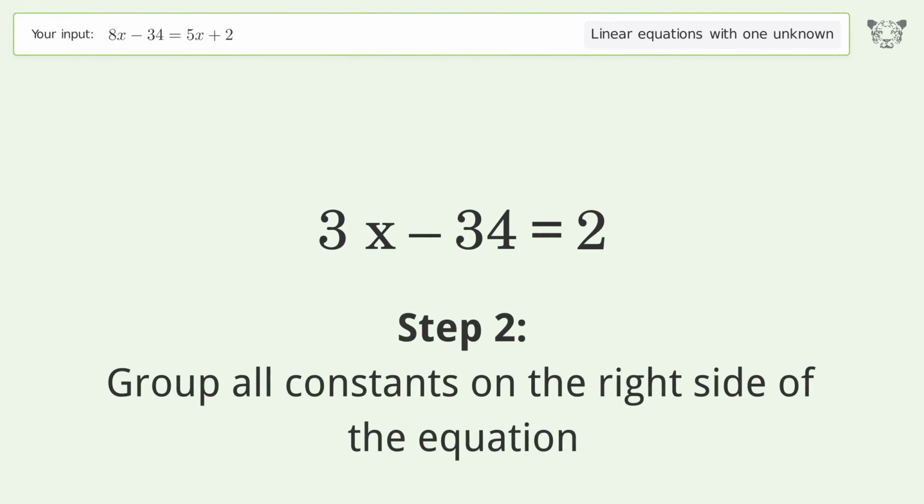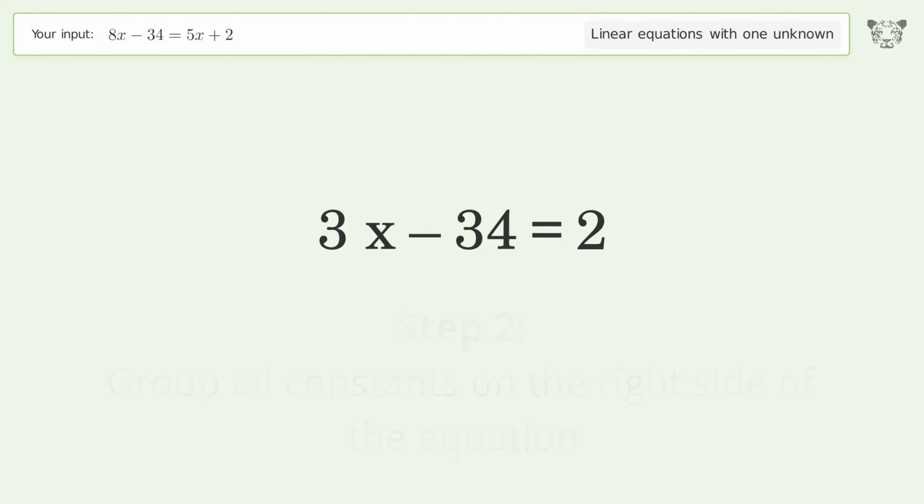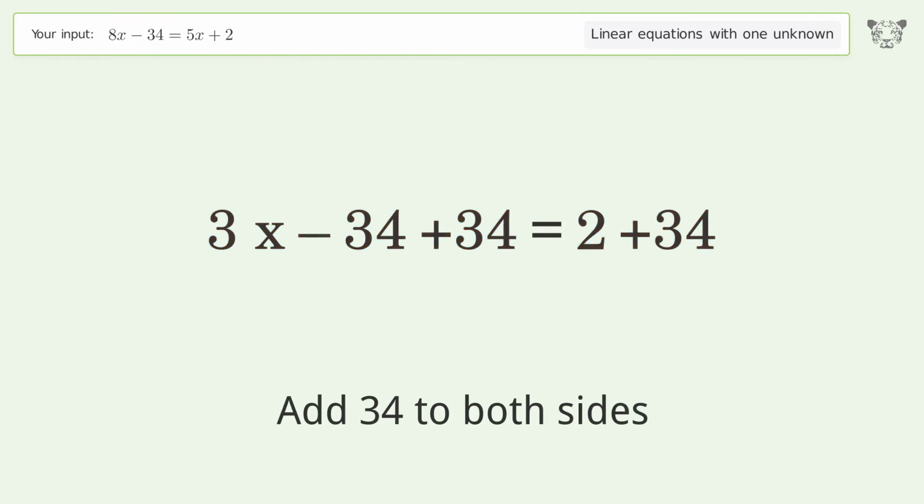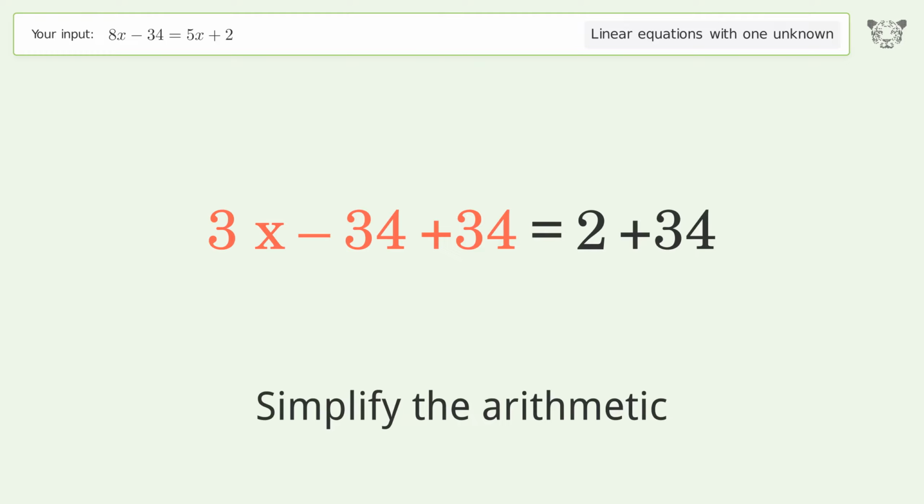Group all constants on the right side of the equation. Add 34 to both sides. Simplify the arithmetic.